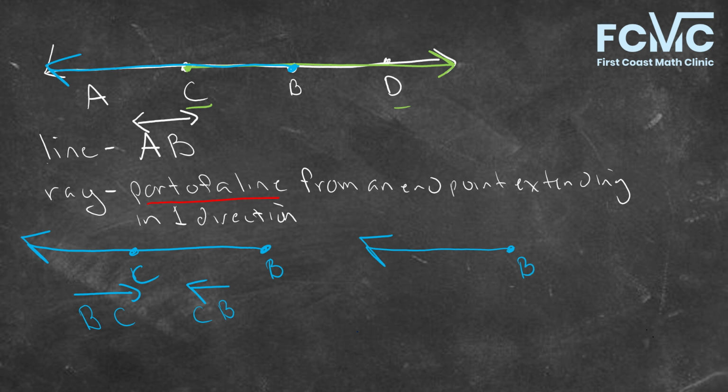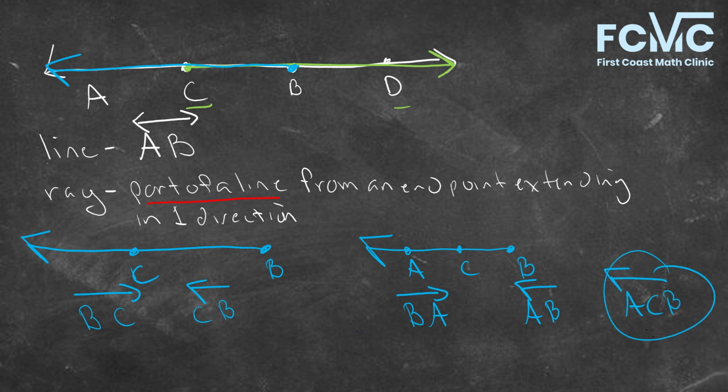Or we can name this BA, the flat part of the arrow over the B, or AB with a flat part of the arrow over the B. The important thing is we don't need point C here. We don't want to name this ray ACB. The same way we only use 2 points to name a line, we're only going to need 2 points to name a ray.